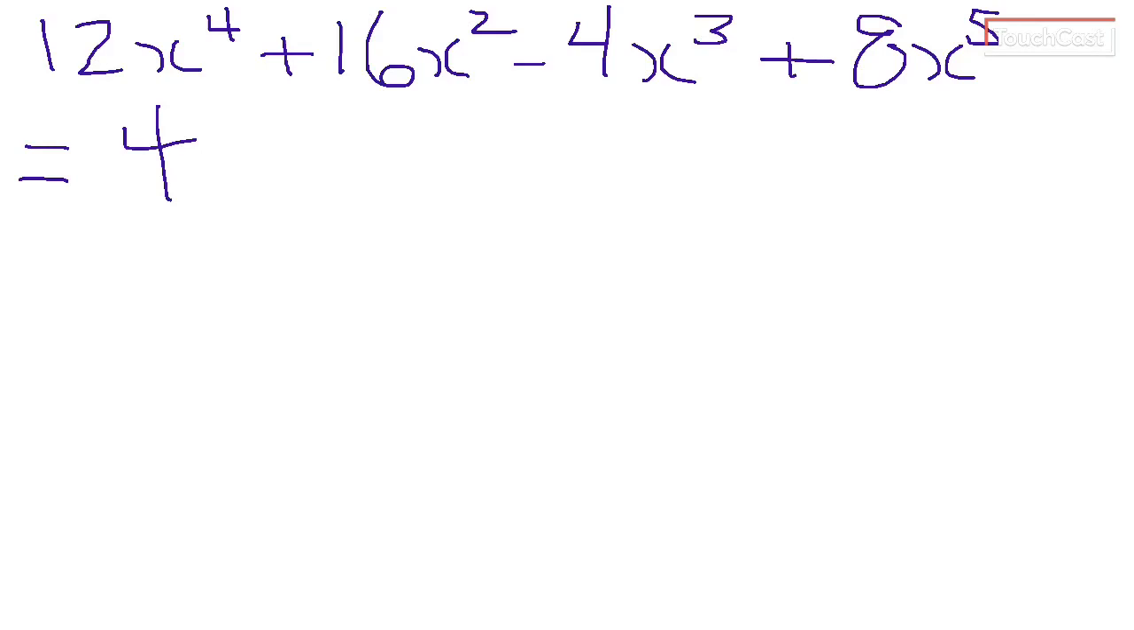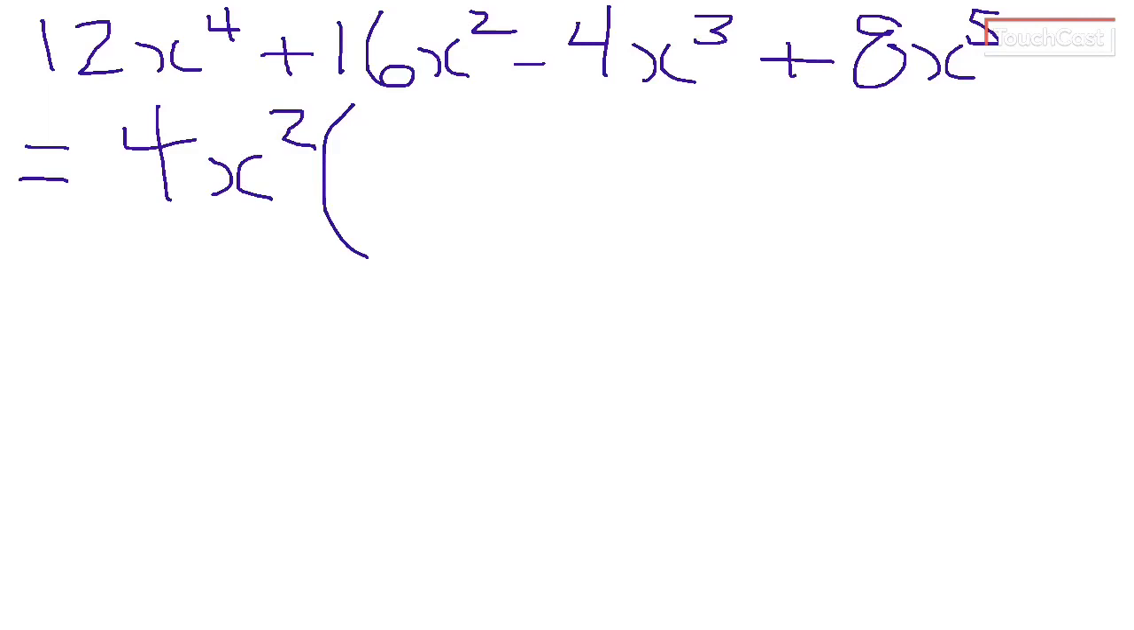The second thing I'm looking at is the variables. So I have x to the 4th, x squared, x cubed, and x to the 5th. I know that I'm going to factor out an x, but what exponent is going to be on my x? Well, it's going to be the lowest exponent that's in any of those terms. The lowest exponent in these four terms is x squared. So this is the number that I'm factoring out of each term.